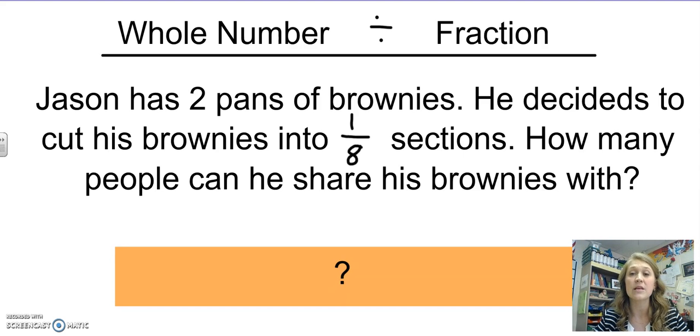Jason had 2 pans of brownies. He decides to cut his brownies into 1/8 sections. How many people can he share his brownies with?